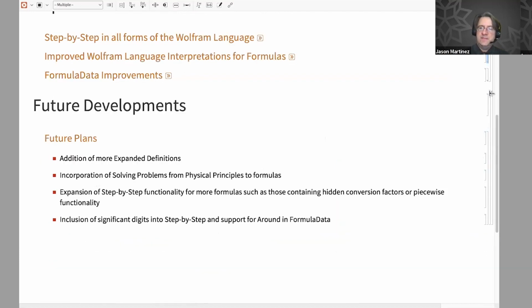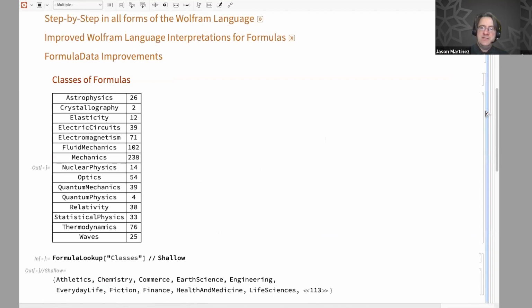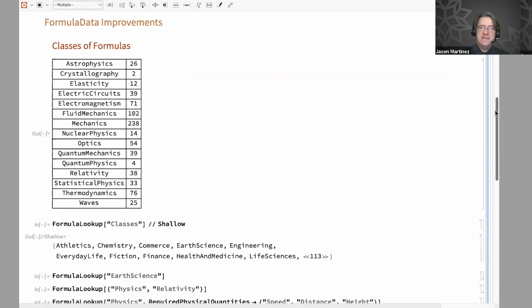Now, in terms of formula data itself, we've recently made a somewhat substantive improvement where we introduced classes of formulas. This categorizes all of our formulas within formula data into different classes and subcategories. So here we have a table showing all of the different subcategories of physics formulas with a count of the number of formulas in formula data that fall within them.